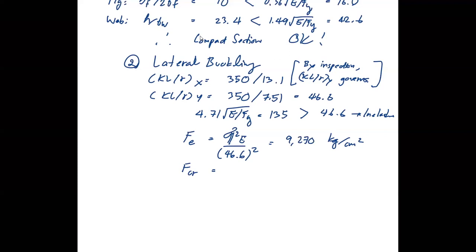And the F critical is therefore 0.658 to the power of Fy over Fe, and then multiply by Fy again, the entire chunk. This turns out to be 2230 kilogram per square centimeter. So you see, the slenderness ratio is 46, which is quite low. So you have critical buckling stress pretty close to Fy.